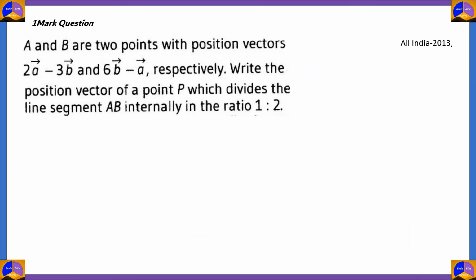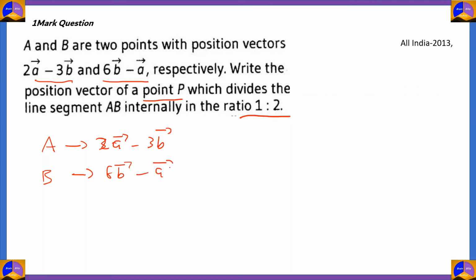Let's move on to today's final question. A and B are 2 points with position vectors 2a minus 3b and 6b minus a, respectively. Find the position vector of a point P which divides the line segment AB internally in the ratio 1:2. How do we solve this question? Well, let's write the position vectors of A and B. So that is 2a minus 3b, and for B, it'll be 6b minus a.